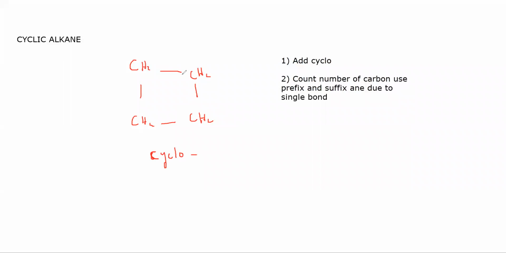How many carbon atoms are there? 4. So what prefix do we use for 4? But. So for 4 we use the term but, and they have a single bond, we call ane. So basically it is cyclobutane. So only the term cyclo is added, and then you name according to what you already learned, that if there's a single bond, ane should be there, and according to the number of carbons. Is it clear?